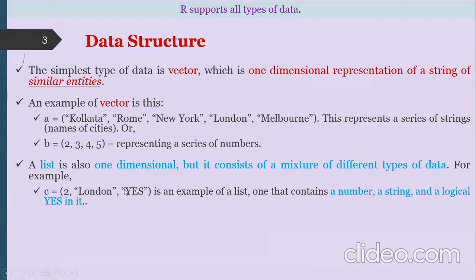They are different types of entries. They are not similar entries. Therefore, C will be called a list and cannot be called a vector. We cannot call C a vector. We will call this a list.